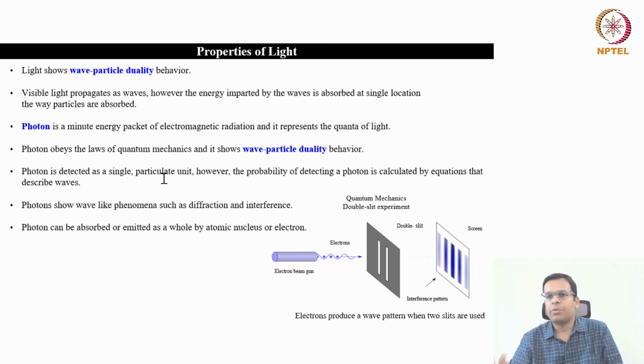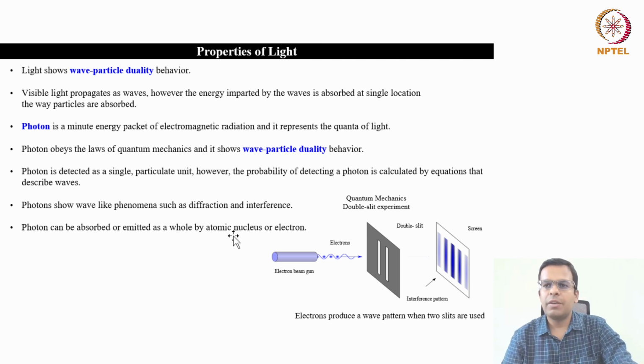If you want to find the probability of finding photons, you need the equations that describe waves. But as such, a photon acts like a particle because it is absorbed like a particle. So a photon shows wave-like phenomena such as diffraction and interference, and a photon can be absorbed or emitted as a whole by the atomic nucleus or the electrons. So in summary, I just want to convey the concept that light shows wave-particle duality behavior.